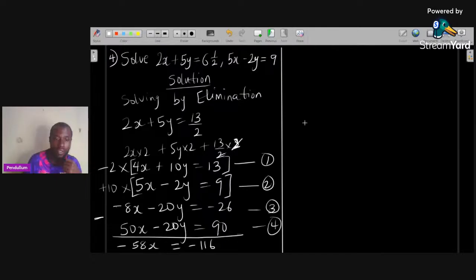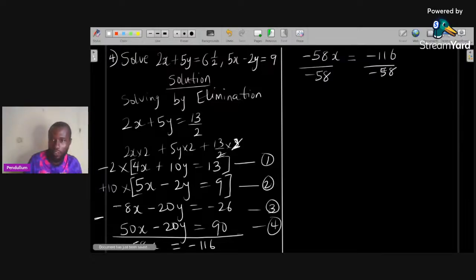All right. So we want to get the value of x here. So what are we going to do? We need to remove this coefficient of x. That's minus 58. We need to remove it. So we divide both sides by that coefficient, which is minus 58, so that it can cancel itself and x is left alone. And then we have minus 116 on this side. We also do the same thing, divide by minus 58.